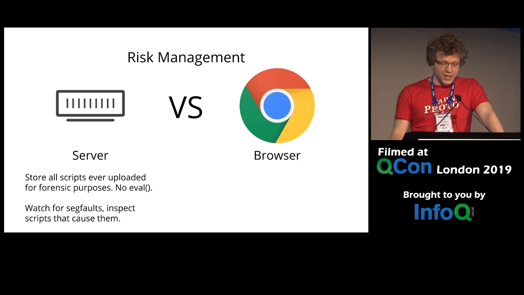And we can do a lot of monitoring. For example, we can watch for seg faults on any of our servers. They are rare, and when they happen, we raise an alert, we look at it, and the crash report says what script was running. So we're going to immediately look at that script, which we have available.